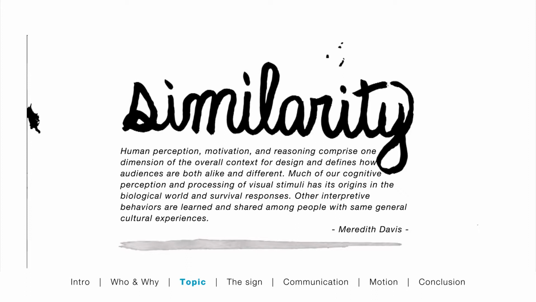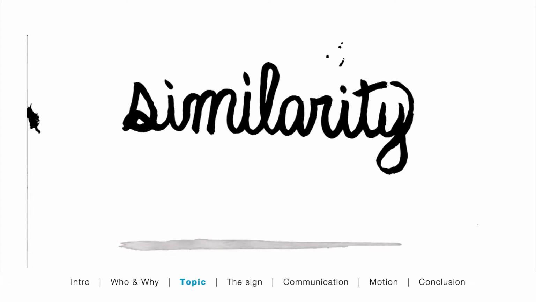Much of our cognitive perception and processing of visual stimuli has its origins in the biological world and survival responses. Other interpretive behaviors are learned and shared among people with same general cultural experiences. Human perception of similarity is situated in the biological physical realm. Essentially, our prior experiences become referential in helping us decode new situations in order to understand them.